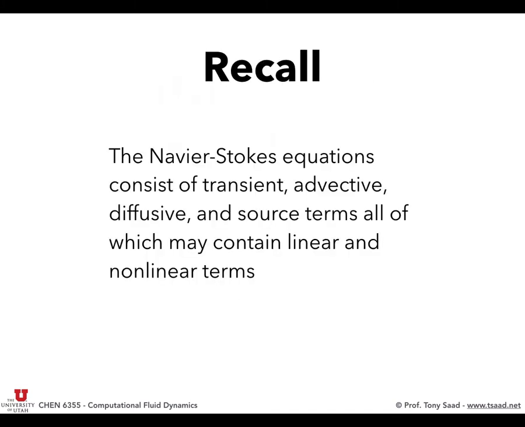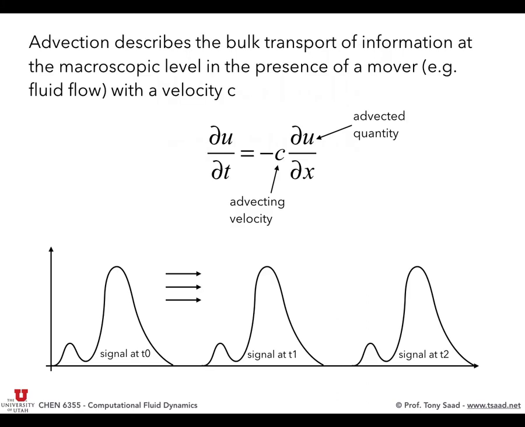So remember that the Navier-Stokes equations consist of transient, advective, diffusive, and source terms, linear and nonlinear. And we talked last time about the character of partial differential equations based on their characteristics. You have hyperbolic, parabolic, and elliptic types of equations in general. The Navier-Stokes equations behave as hyperbolic, parabolic systems plus an elliptic requirement for mass conservation. But today we're going to focus only on hyperbolic equations.